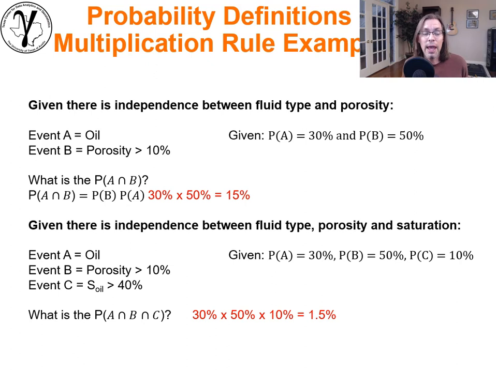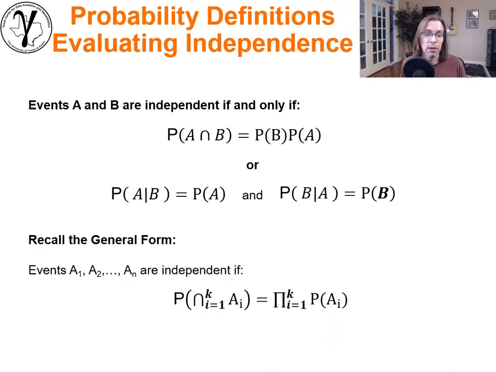So if we go ahead and assume independent events, we can just multiply the probabilities by each other, and the result is the probability of A and B is the probability of A times the probability of B, 30% times 50%, 15%. And with the 3 events too, we just keep multiplying them by each other to calculate the probability.